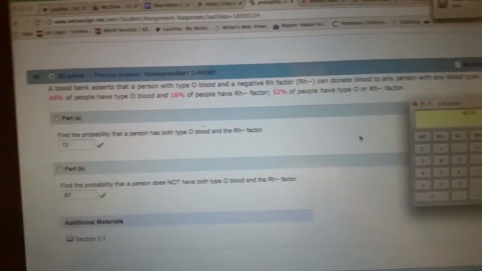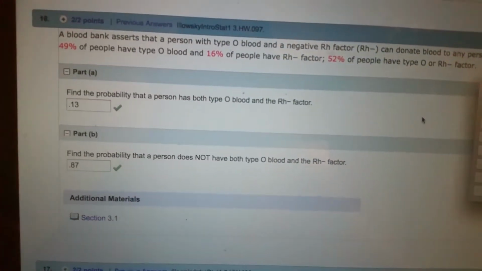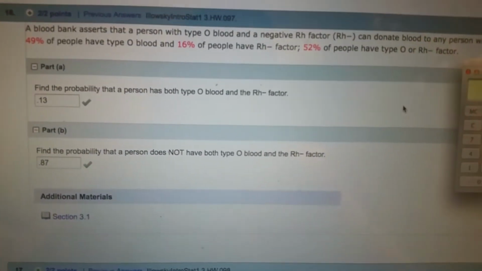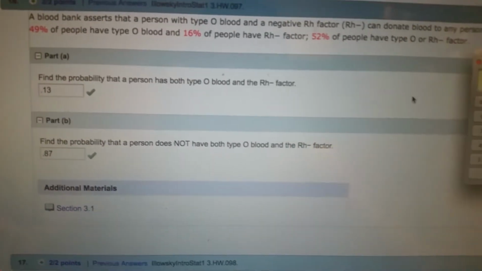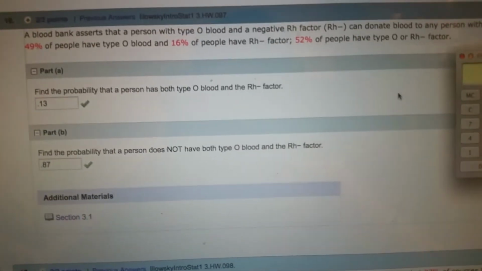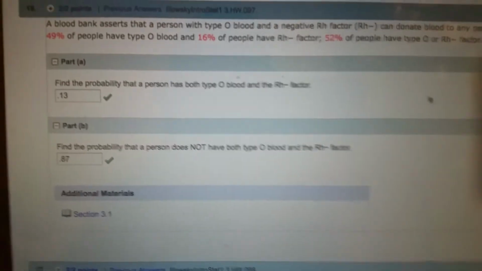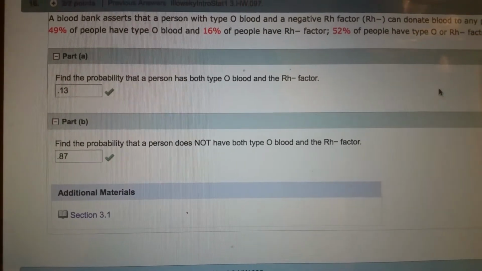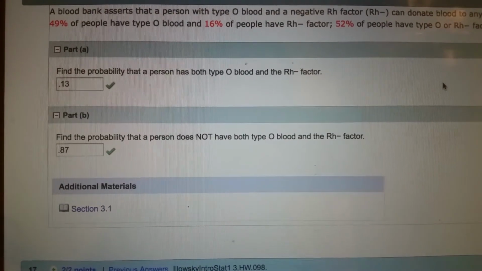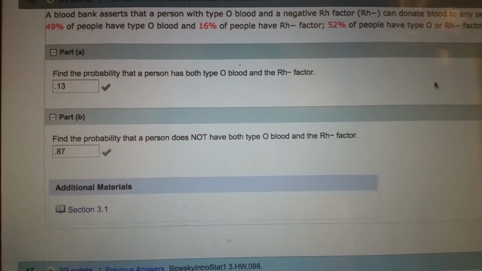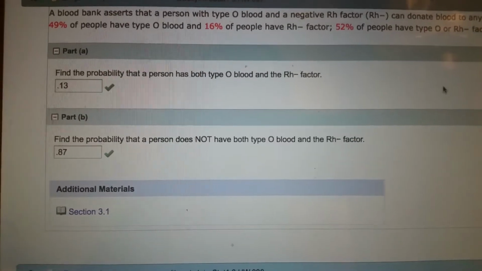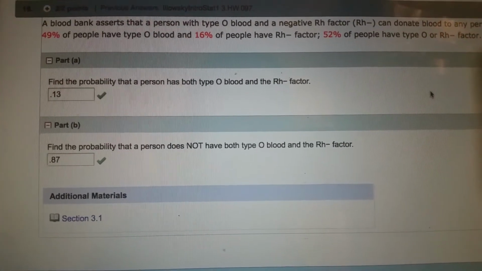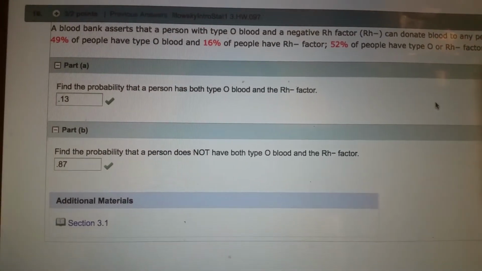Okay, now it says find the probability that a person does not have both type O blood and the Rh negative factor. Well, if you've got 13% of people that do have it, then what's the amount of people left that don't have it? So just think of it in percentage. We got 13% that do have it, and you can only go up to 100%.